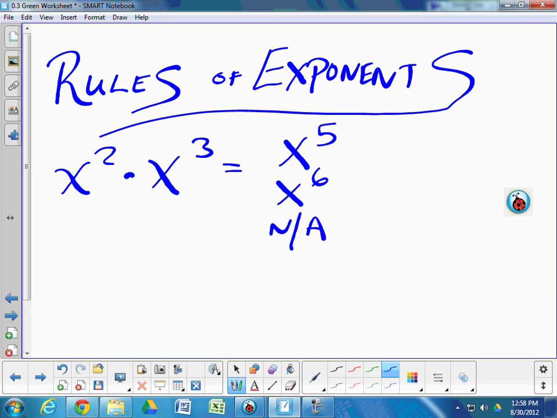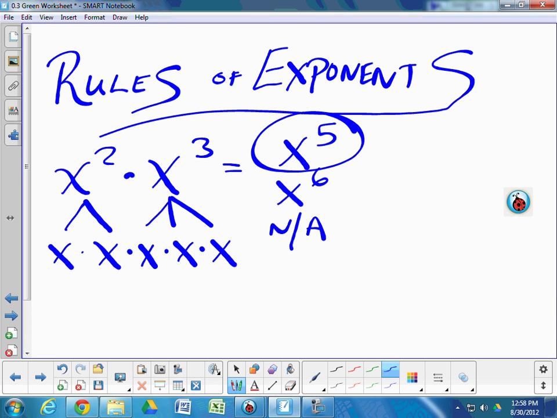Well, let's find out. What does x squared mean if you make it into like a factor tree? X times x. What does x cubed mean? X times x times x. How many x's? 5. So the answer is x to the 5.